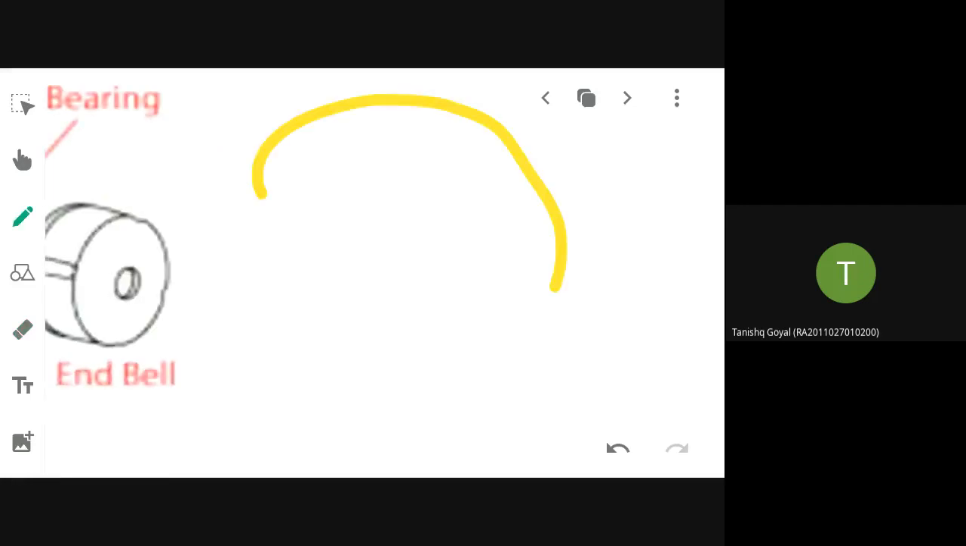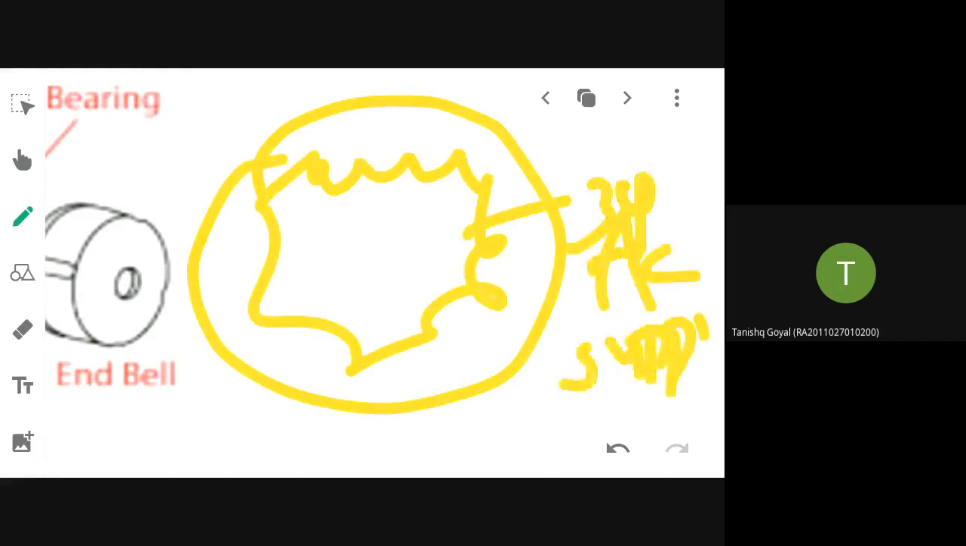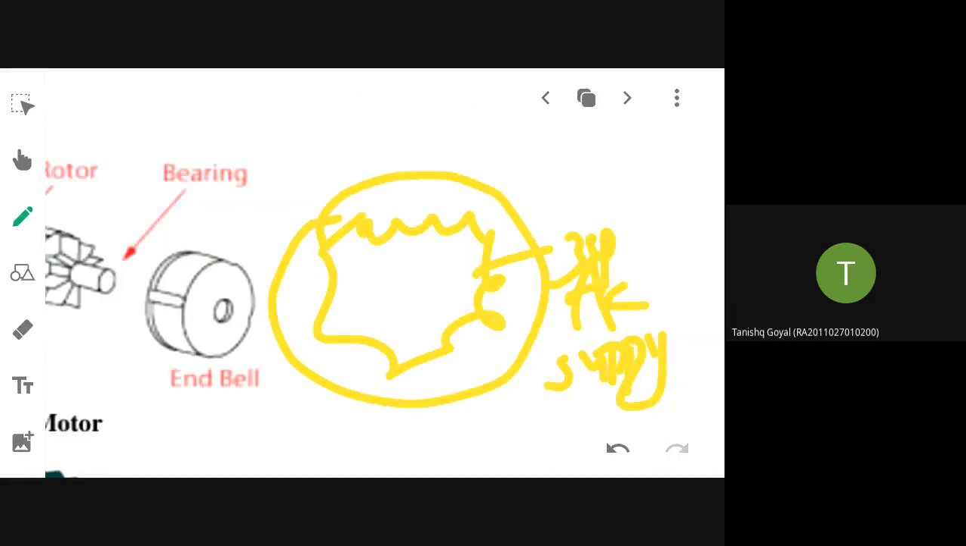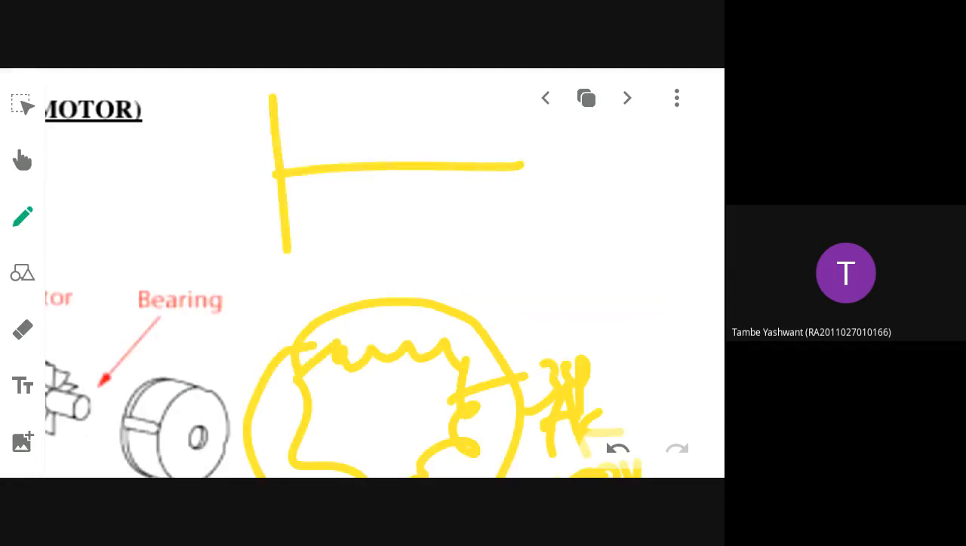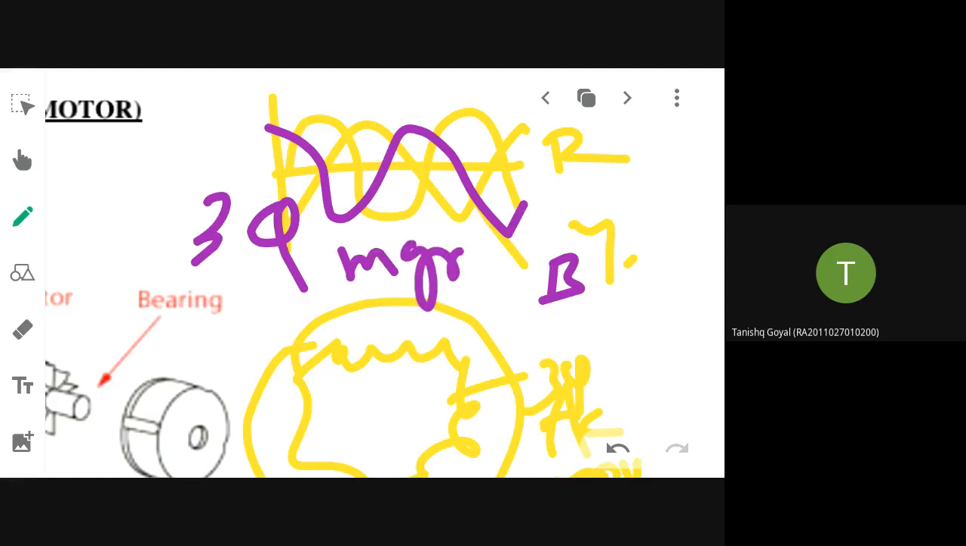You are having a stator here. There are conductors in the stator, and it is given a three-phase AC supply. Once the winding is supplied with three-phase AC, what will be set up as a result? Magnetic field. Will that be three-phase in nature or single phase? Three phase. This is the R phase, then the Y phase, and finally the B phase. So this is the three-phase magnetic field that will be generated.